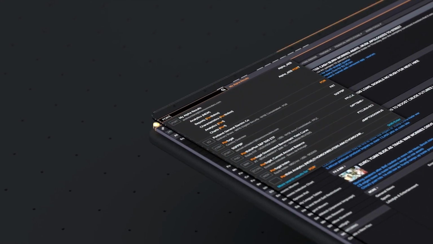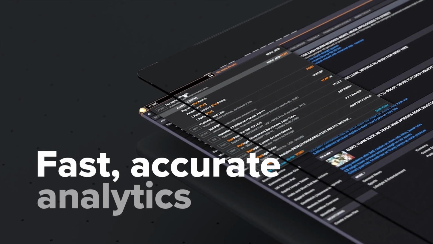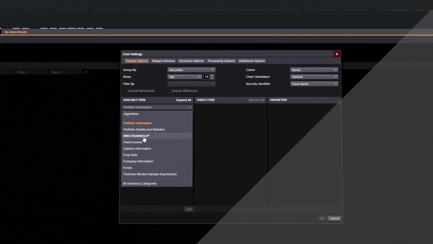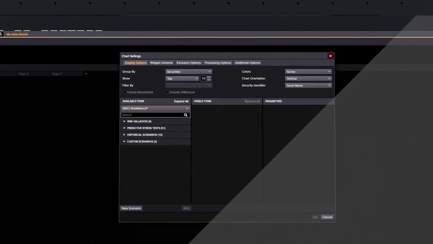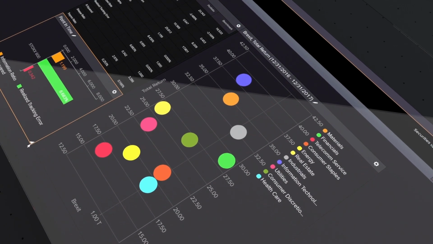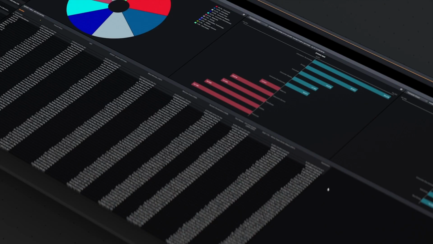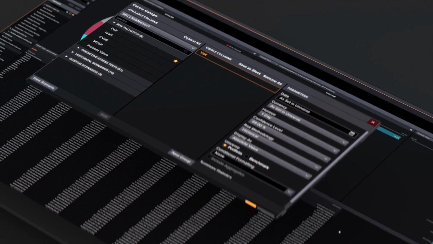Eikon enables you to run accurate and rapid analytics on your portfolio positions. Now, the integration of MSCI's multi-asset class risk analytics delivers industry-leading stress testing and risk mitigation analysis. The strength in our tool is its simplicity.